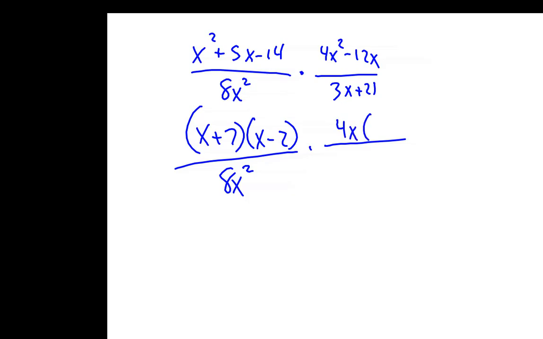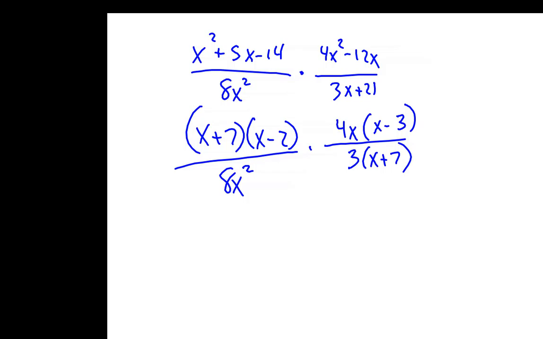4x times the quantity x minus 3. Is that what you said? All right. And then the denominator, Carla? Good, 3 times the quantity x plus 7.